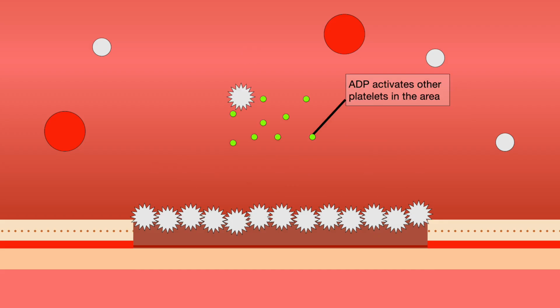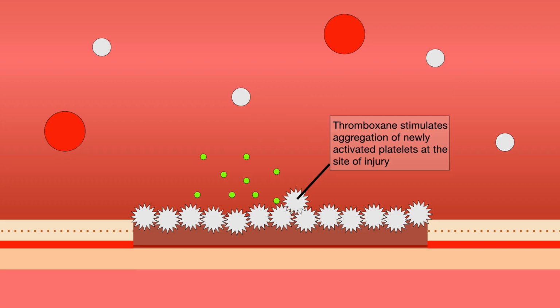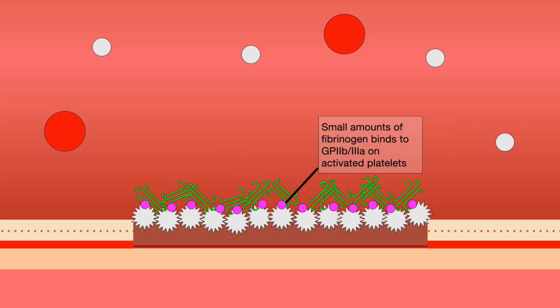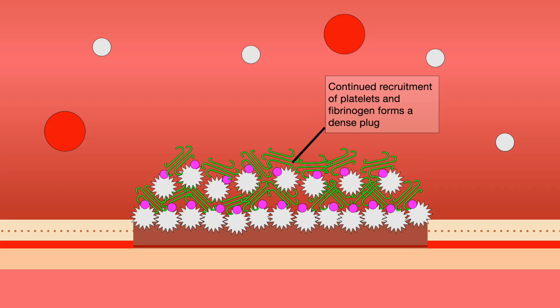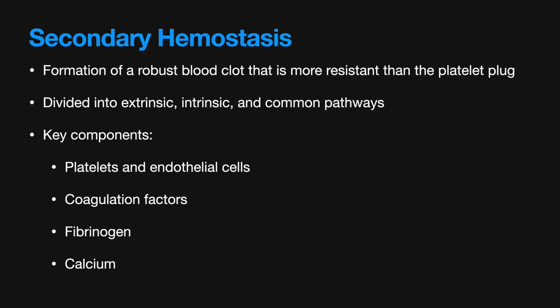ADP is going to activate other platelets in the area to help recruit them to the platelet plug. Thromboxane stimulates aggregation of those newly activated platelets at the site of injury. Once the platelets are recruited, small amounts of fibrinogen are going to bind to GP2B3A on the activated platelets. As platelets continue to be recruited and fibrinogen continues to bind, a dense plug is eventually formed. Once the platelet plug is established, secondary hemostasis can begin.